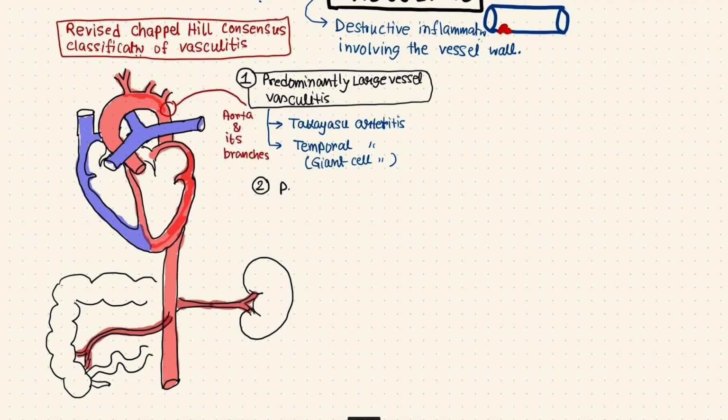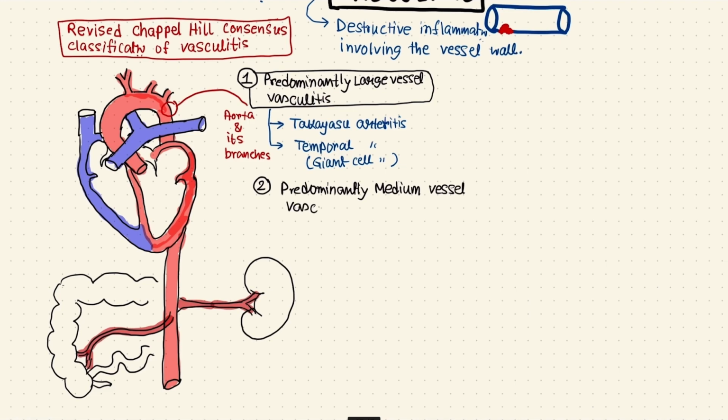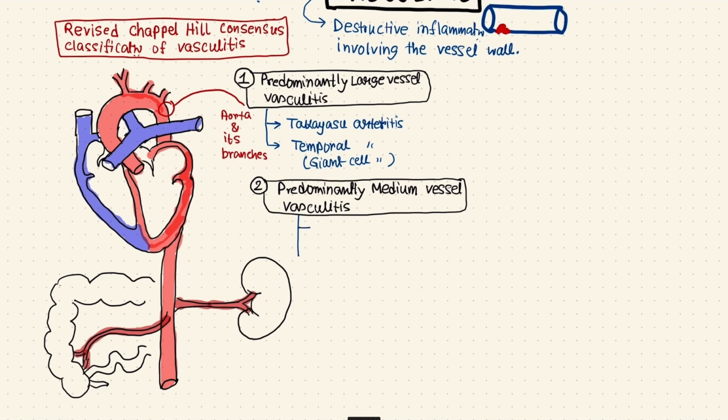Now we have predominantly medium vessel vasculitis. The medium sized vessels are like renal arteries, mesenteric arteries, and coronary arteries. The examples are polyarteritis nodosa and Kawasaki disease.